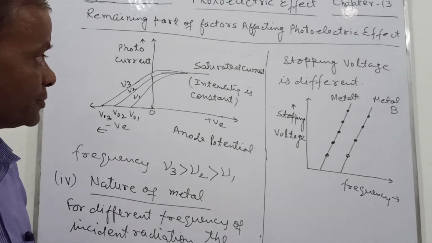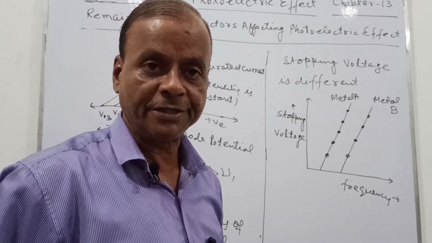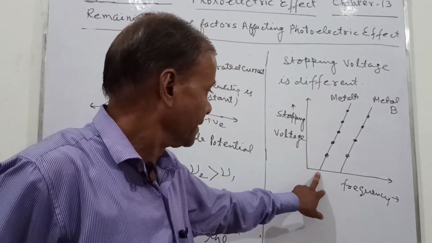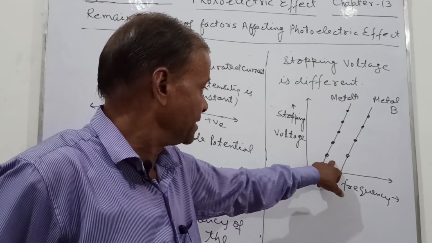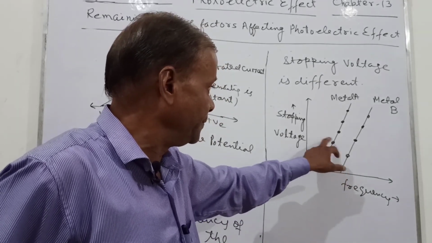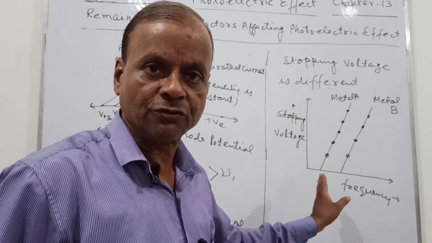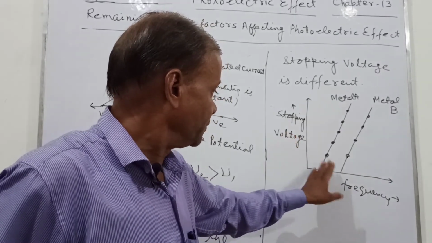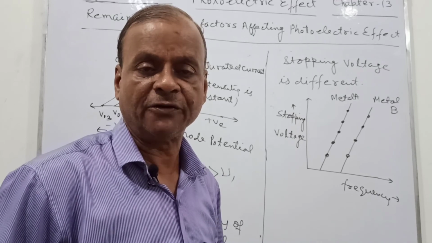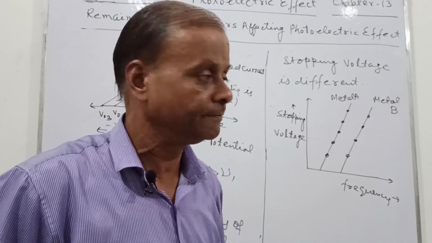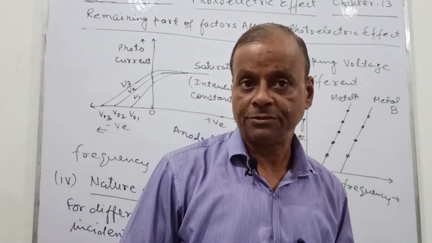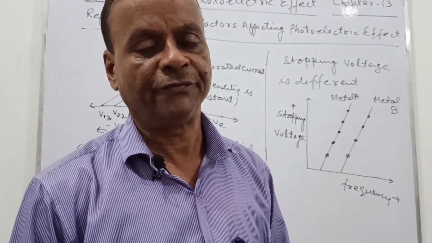So for different metals, we have different stopping potentials for the incident frequency. For these stopping voltages, there will be no current at all. This also gives the measurement of the stopping voltage with the frequency. So this shows the fourth factor that affects the photoelectric effect. These were the two remaining factors affecting the photoelectric effect.